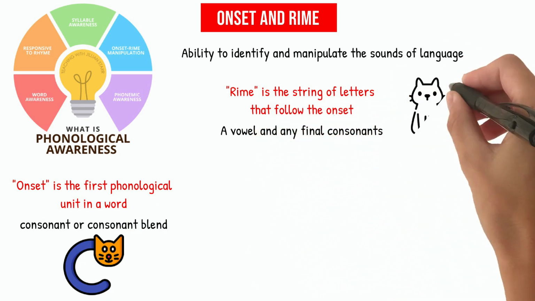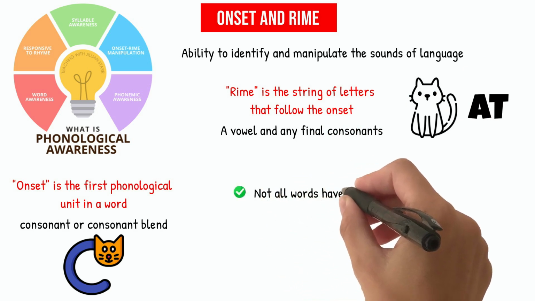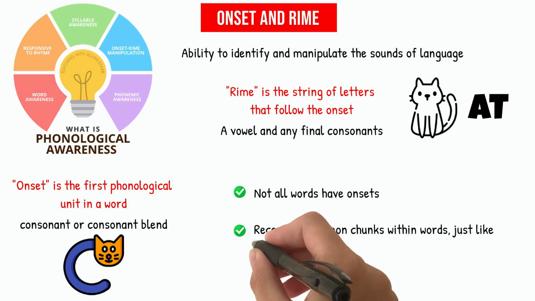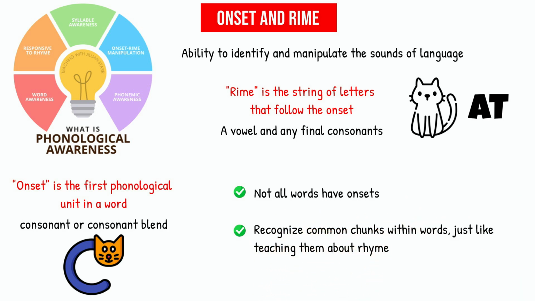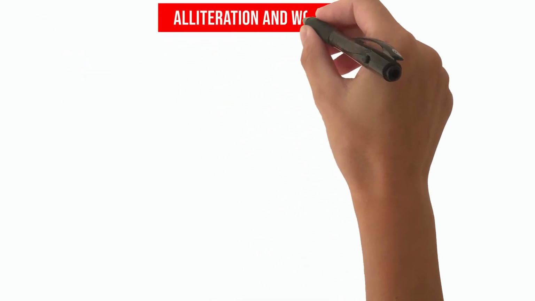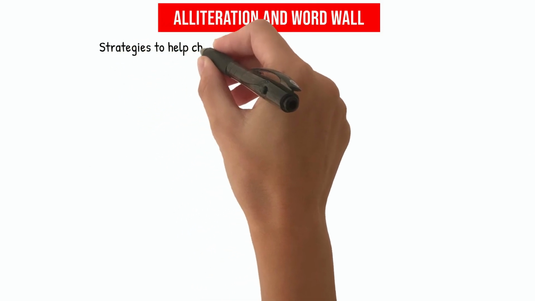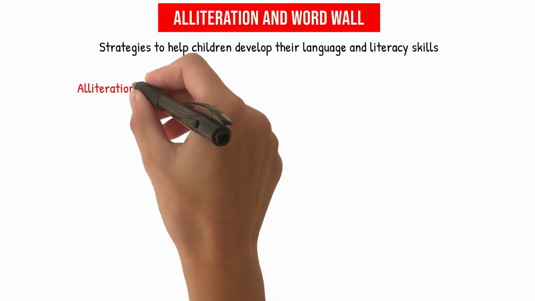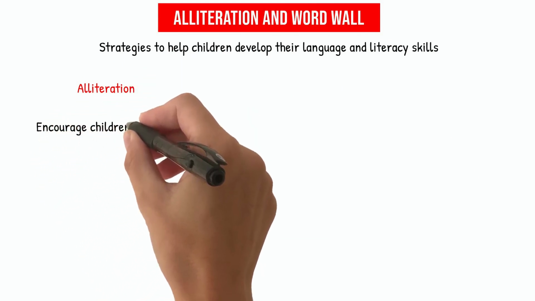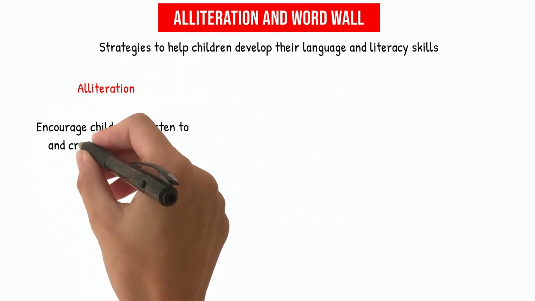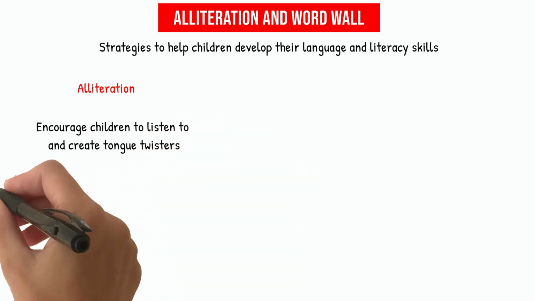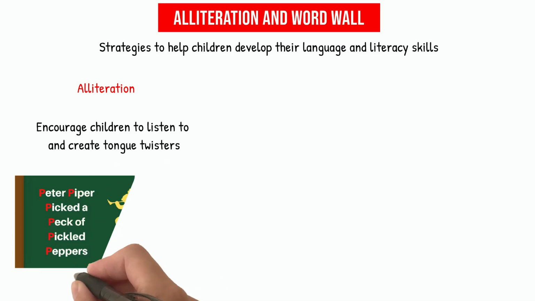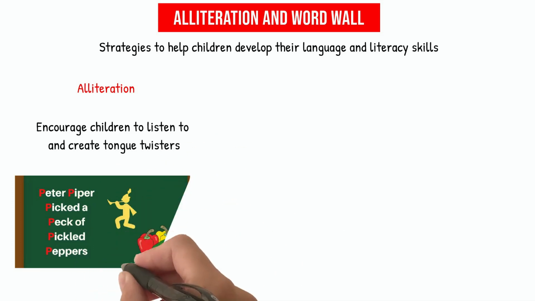Not all words have onsets, but teaching children about onset and rhyme can help them recognize common chunks within words, just like teaching them about rhyme. Alliteration and word wall. They are strategies to help children develop their language and literacy skills. Alliteration. Encourage children to listen to and create tongue twisters that feature words beginning with the same sound or letter, example, Susie sells seashells. You can also make up silly poems using a particular letter or read alliteration books.